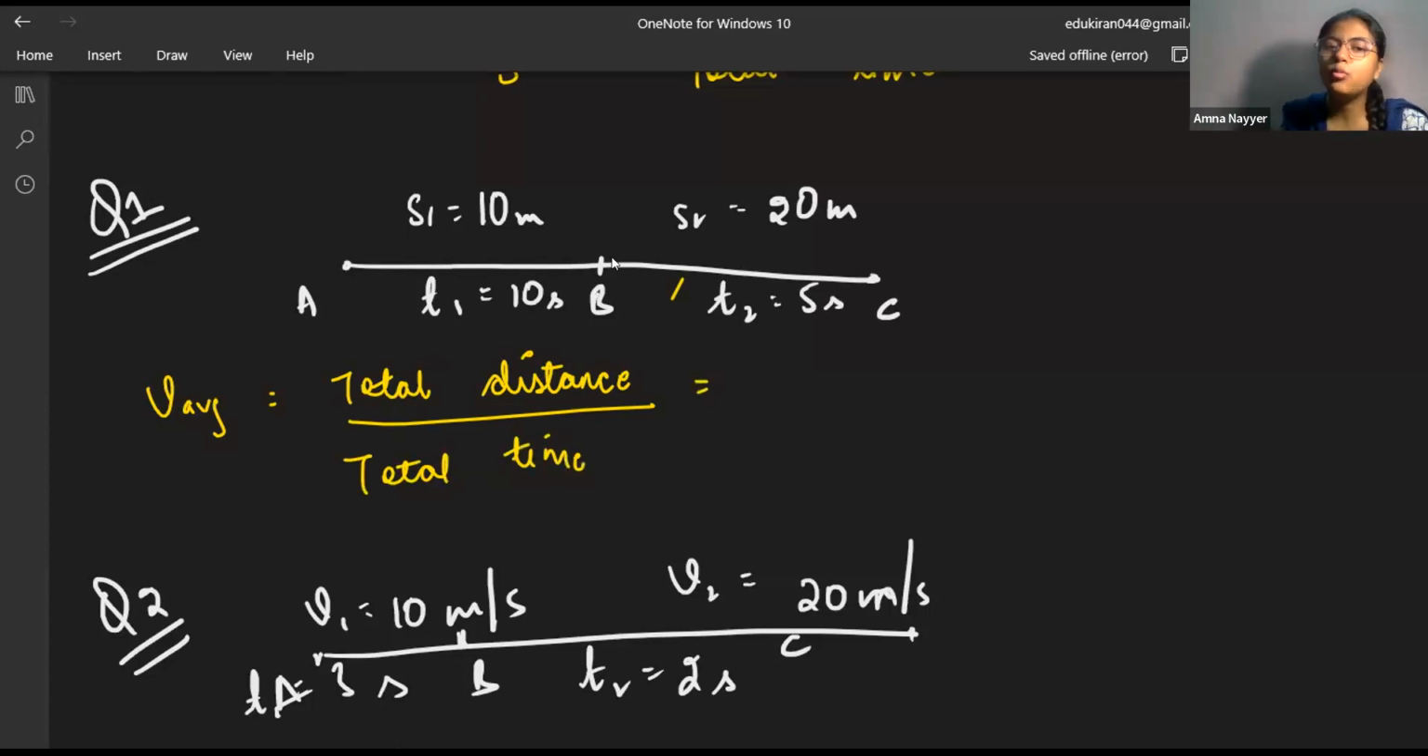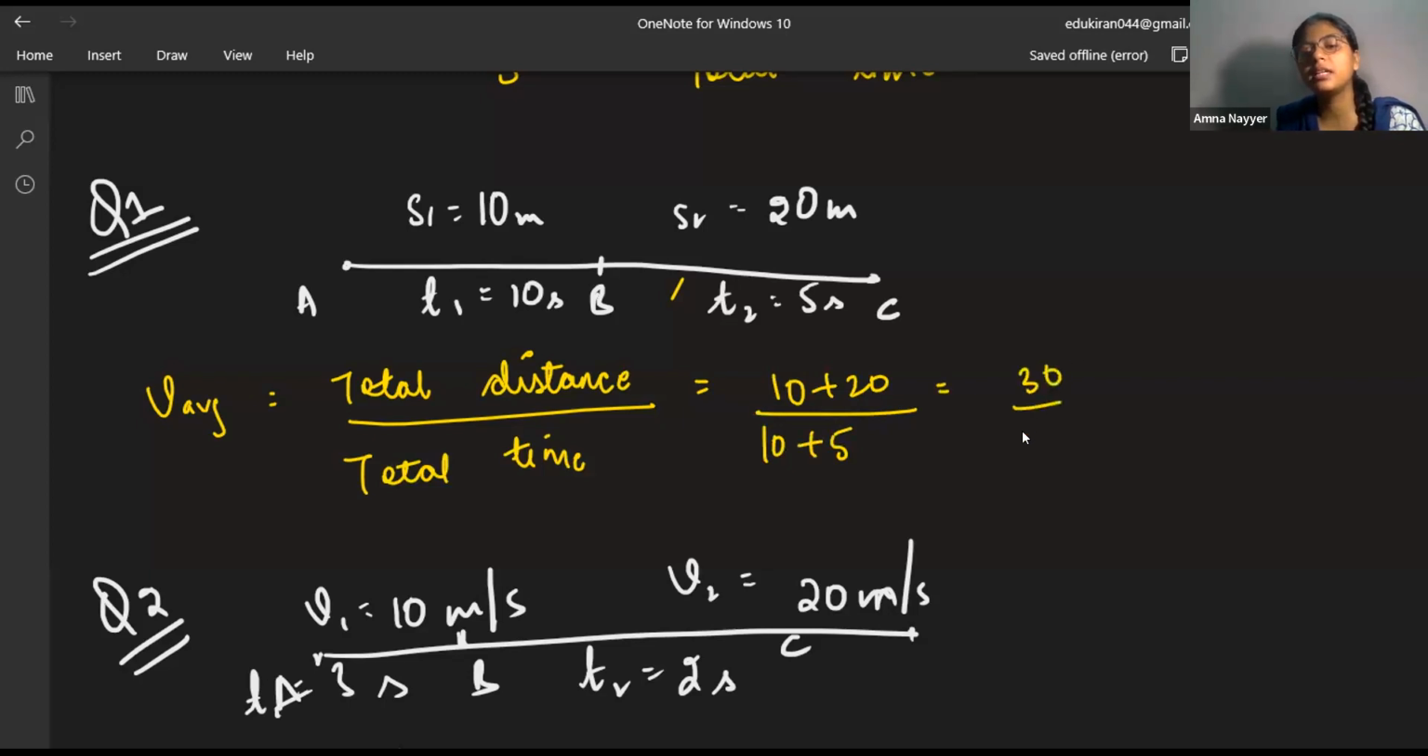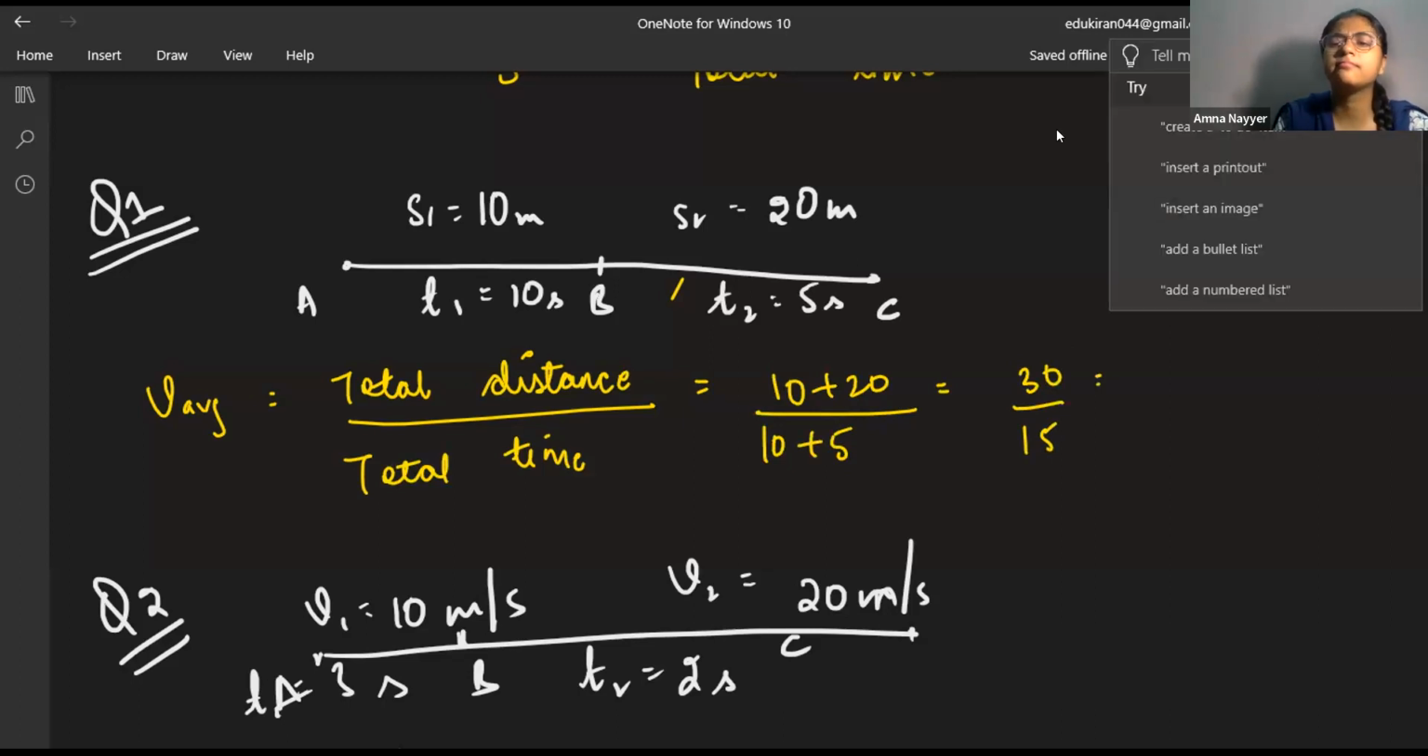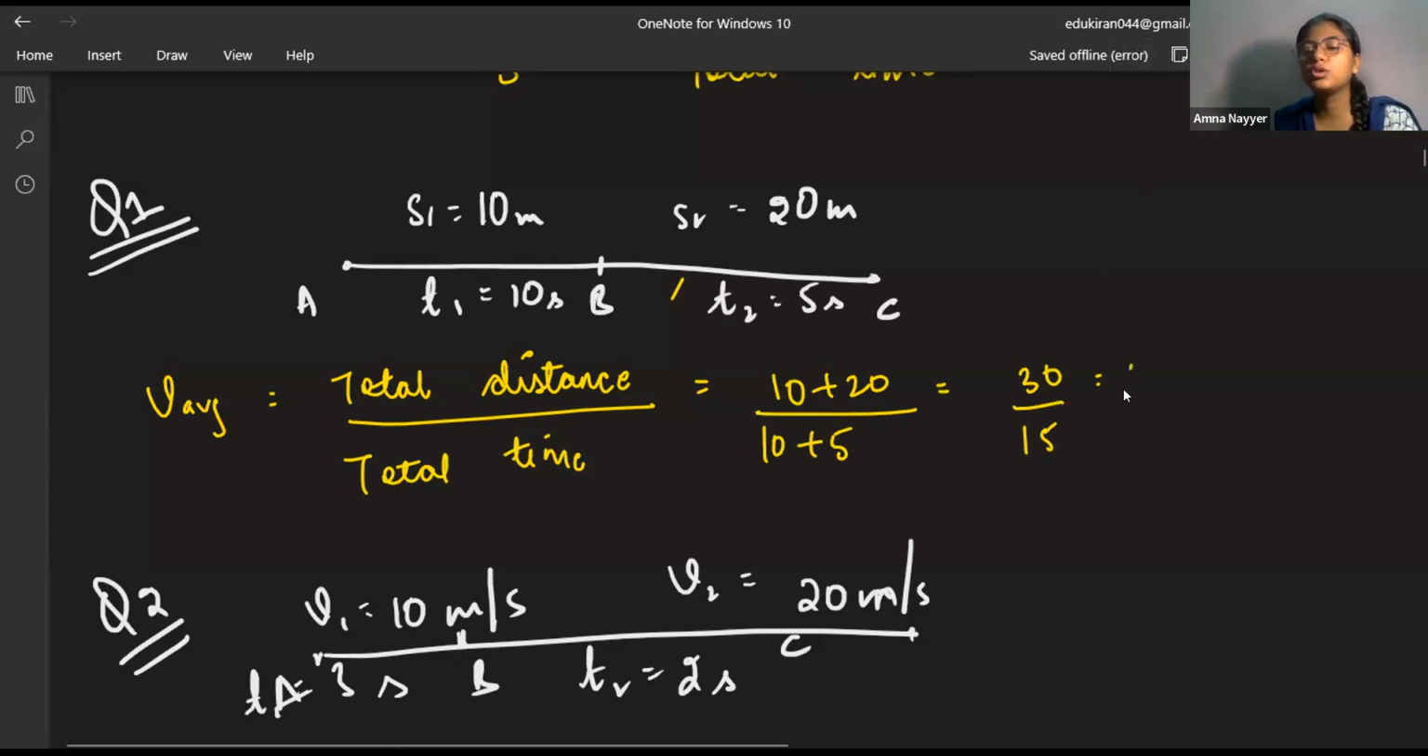So what is the total distance? Here we are having 10 meters, here we are having 20 meters. So 10 plus 20. And what about the time? Here we are having 10 seconds, here we are having 5 seconds. So 10 plus 5. So this becomes 30 divided by 15, which is 2 meters per second. That is how we write. Right? So 2 meter per second is not the velocity. This is the average velocity. Simple method.